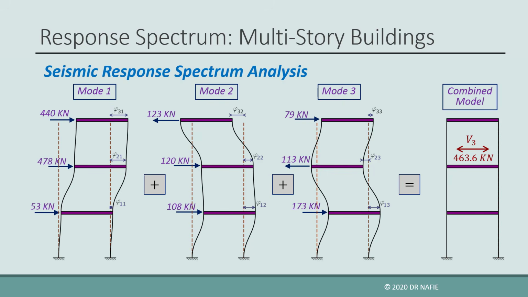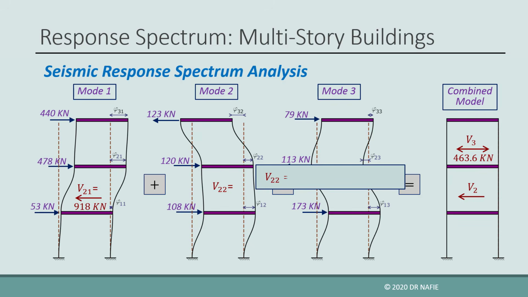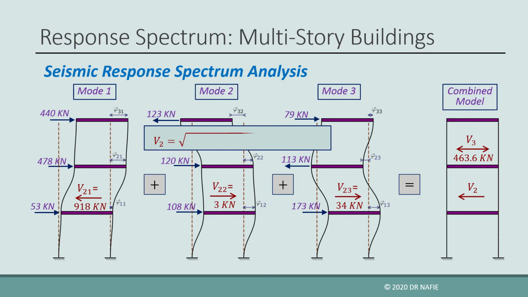Next, we will evaluate the shear in the second story, V2. To do that, we need to calculate the second story shear for the first three modes, V21, V22, and V23. For any mode, the shear in the second story for that mode can be obtained by applying the equilibrium equations for that mode as shown. The final value of V2 is obtained by combining the modal values using SRSS.